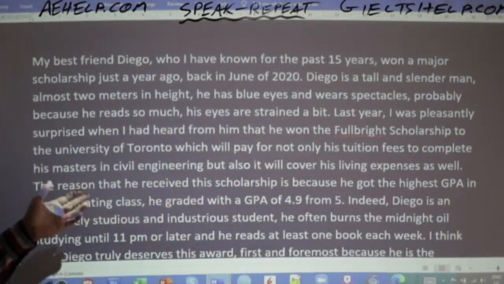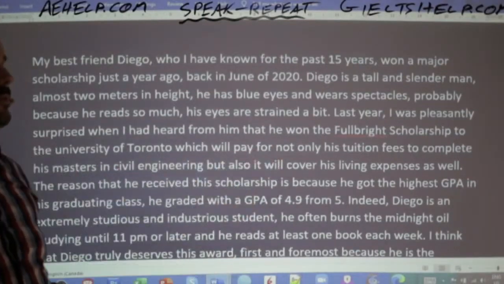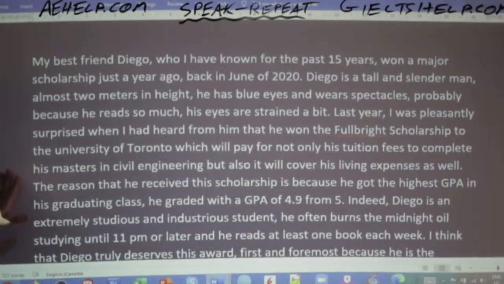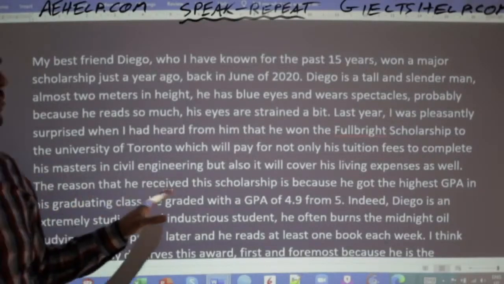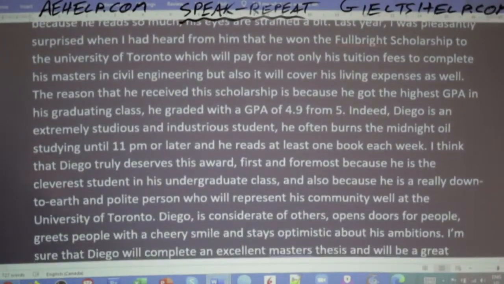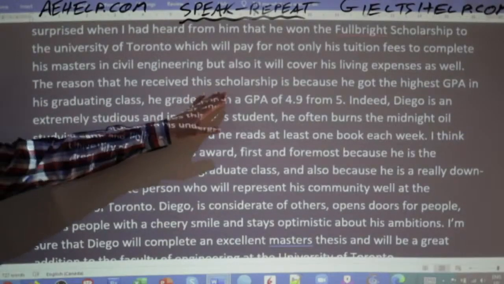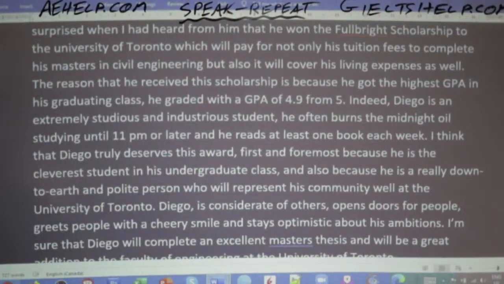Last year, I was pleasantly surprised when I heard from him that he won the Fulbright scholarship to the University of Toronto, which will pay for not only his tuition fees to complete his master's in civil engineering, but also will cover his living expenses as well. The reason that he received this scholarship is because he got the highest GPA in his graduating class. He graduated with a GPA of 4.9 from 5.